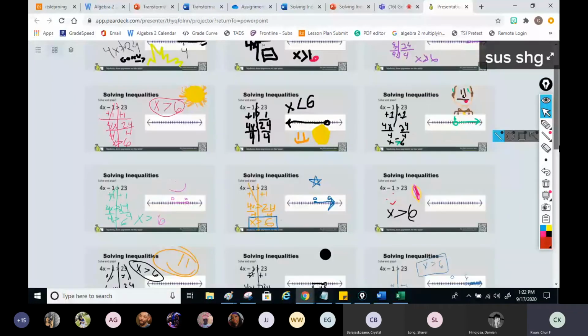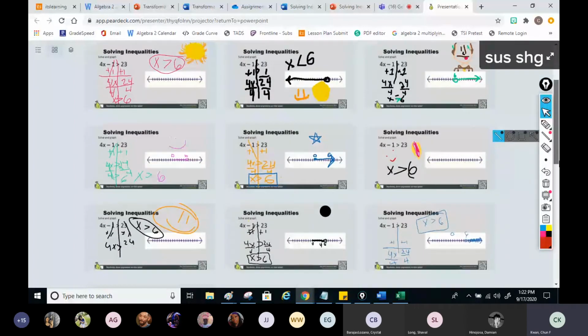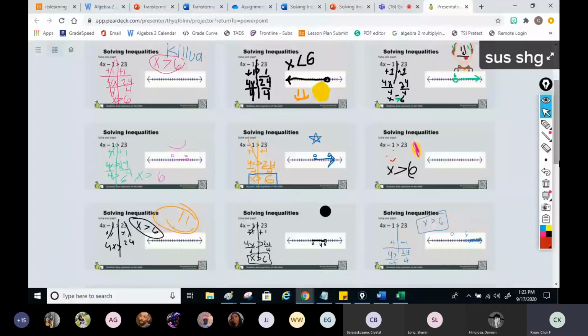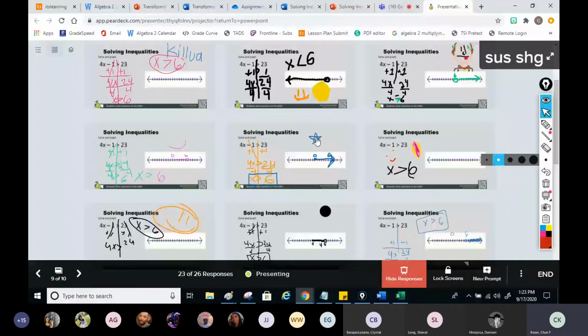Let me see. Purple smiley face. You did the math correct, but when you graph it, you did it wrong, because you got x greater than 6. So that's good. X is any number greater than 6. So should you shade the left or should you shade the right? Any number greater than 6. So think about it. And then blue star, you did perfect. That's it.